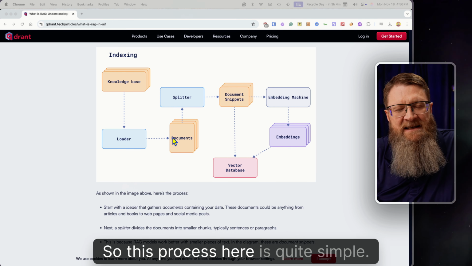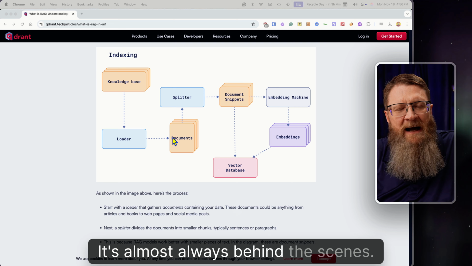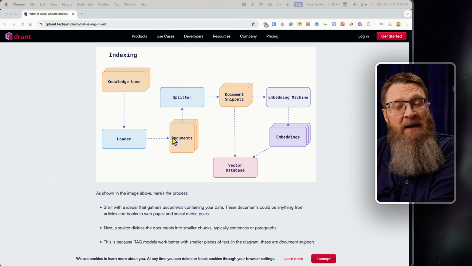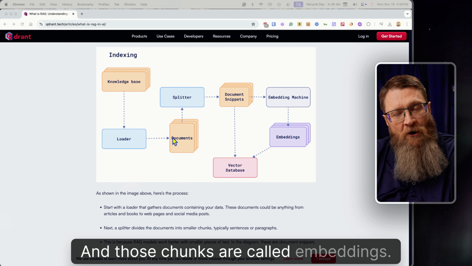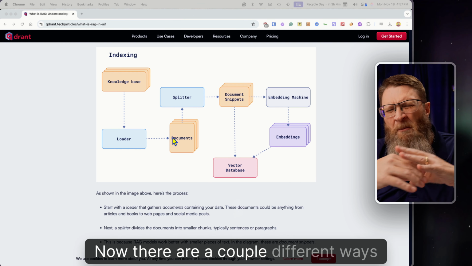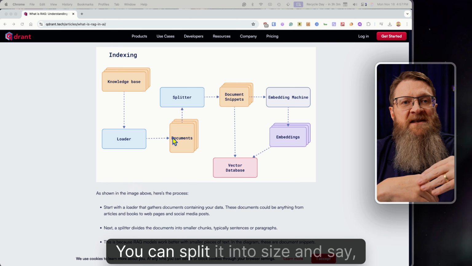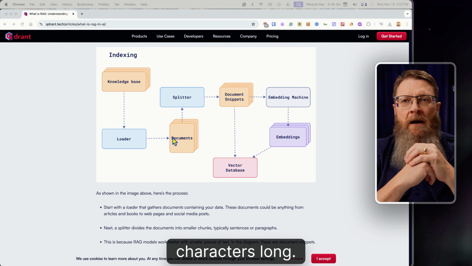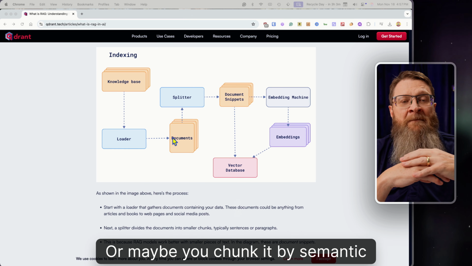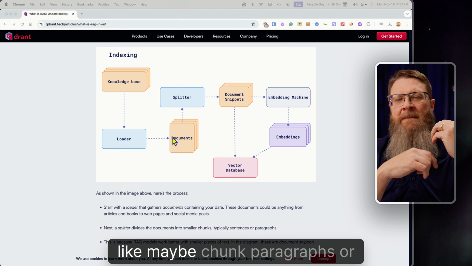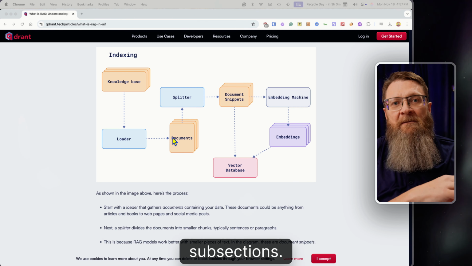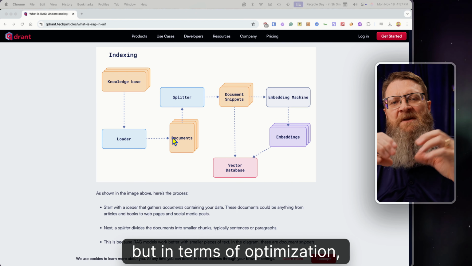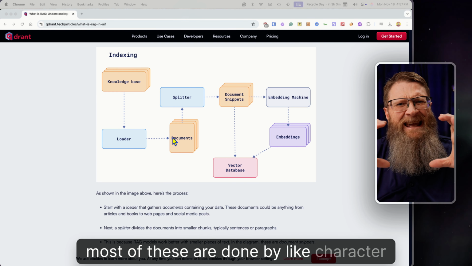This process here is quite simple. It's almost always behind the scenes. You'll never see it. You'll basically say upload this document, and it will split it into chunks. And those chunks are called embeddings. Now, there are a couple different ways those chunks can work. You can split it by size and say, I want each chunk to be 1,000 characters long. Or maybe you chunk it by semantic meaning, like maybe chunk paragraphs or subsections. That's helpful. But in terms of optimization, most of these are done by character boundaries.